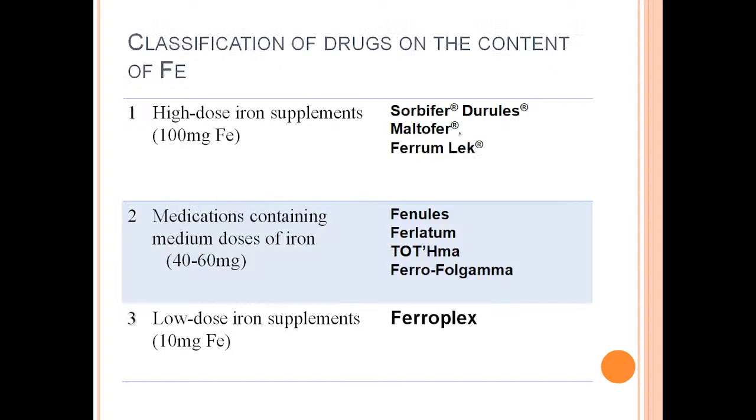You see the classification of drugs that contain iron. High dose iron, meaning more than 100 milligrams of iron: Ferron, Sorbifer Durules, Metylferrum, Ferrum Lek. Medications containing medium doses, 40-60 milligrams: Fenyuls, Ferretab, and Ferrofalgamma, and low dose iron, just 10 milligrams of iron: Theraplex. These drugs are for the European part of this continent and for the USA. I think that you saw these drugs in your countries too.